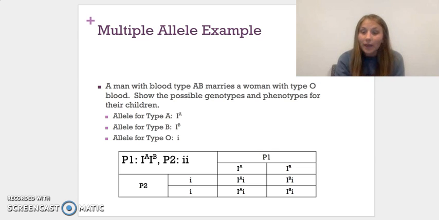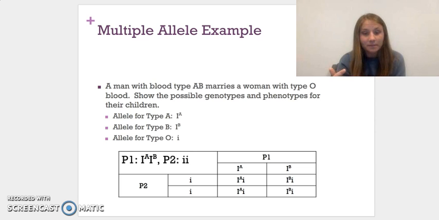So the allele for type A is going to be I with a superscript A. The allele for type B is I with a superscript B. And then we have the allele for type O, which is going to be the lowercase i. Those capital I's are going to show that type A and B are codominant, and the superscripts are going to show the difference between the two. And then, of course, that lowercase i, just like before, shows that it's recessive. So here we go.